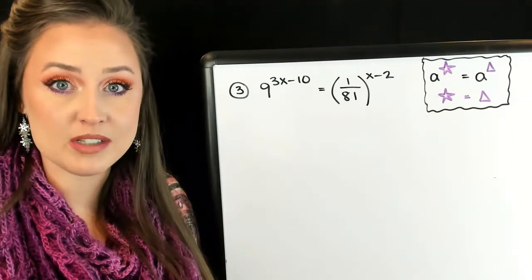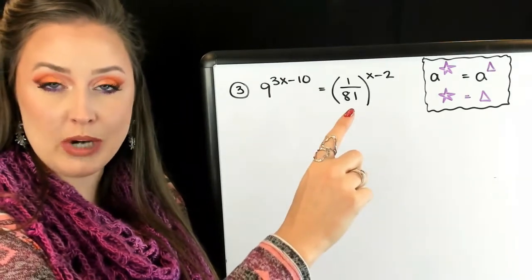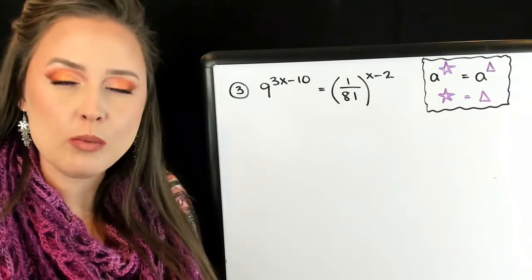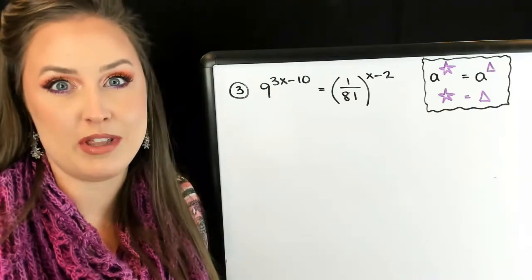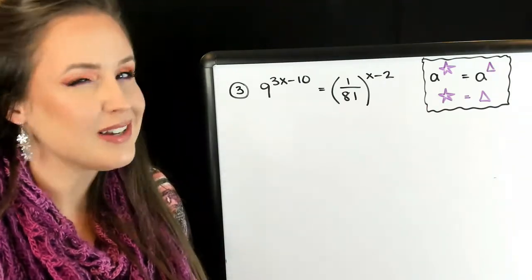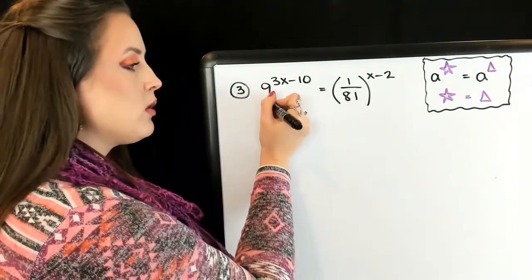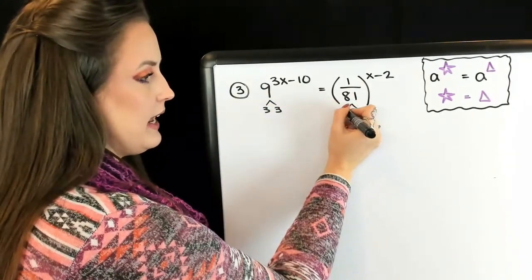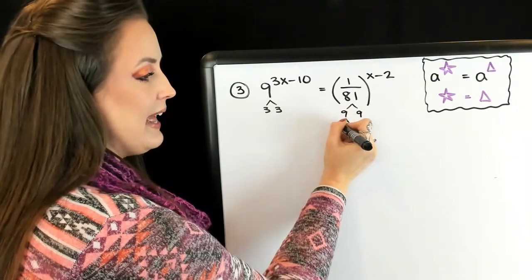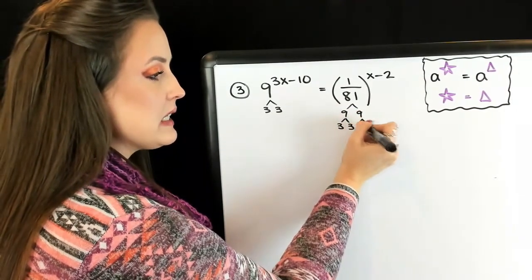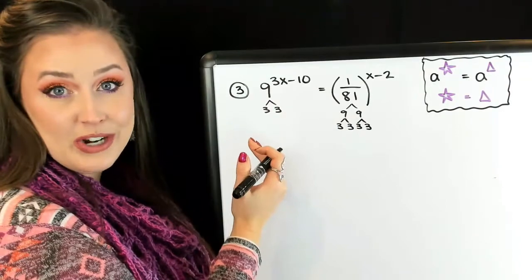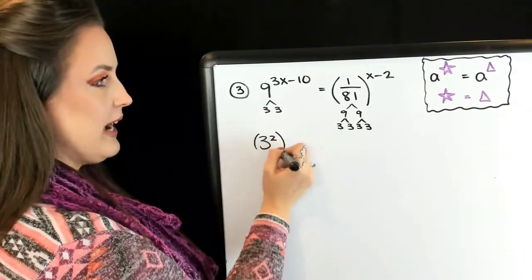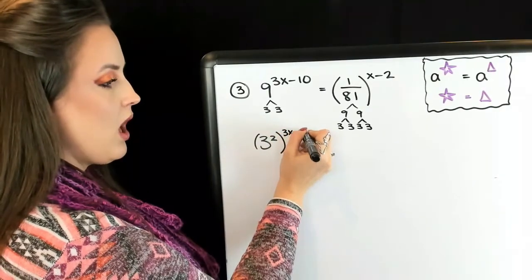Now something I want to mention about this one is, although you can break down 81 into base of 9, and that'll work beautifully, I want to show you what would happen if we went even further with the bases, because it doesn't matter what they are as long as they're the same. So if you don't know where to start with the factor trees, I'm going to break down the 9 and the 81 all the way to the end, and you see that they're all base 3. So now let's rewrite the 9 as 3 squared, and then that's raised to the 3x minus 10 now.